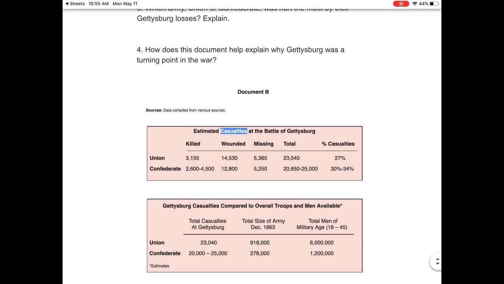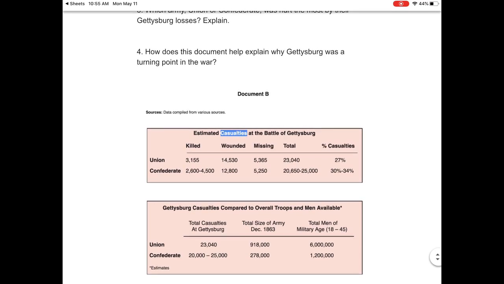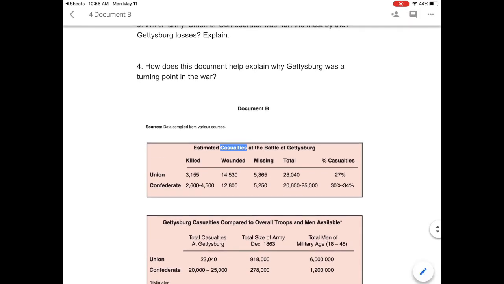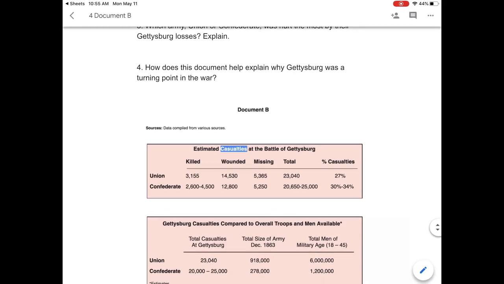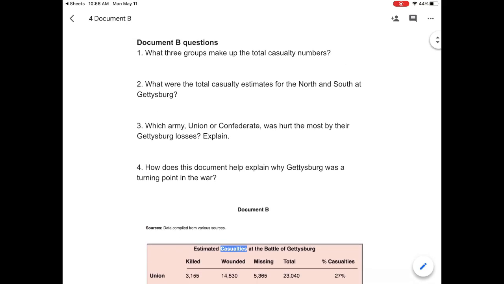The Union lost almost as many people as the Confederates in the battle, but the problem for the Confederates was that they had a much smaller army, and so they couldn't afford to lose as many men, while the Union could continue to lose that many men again and again and again.